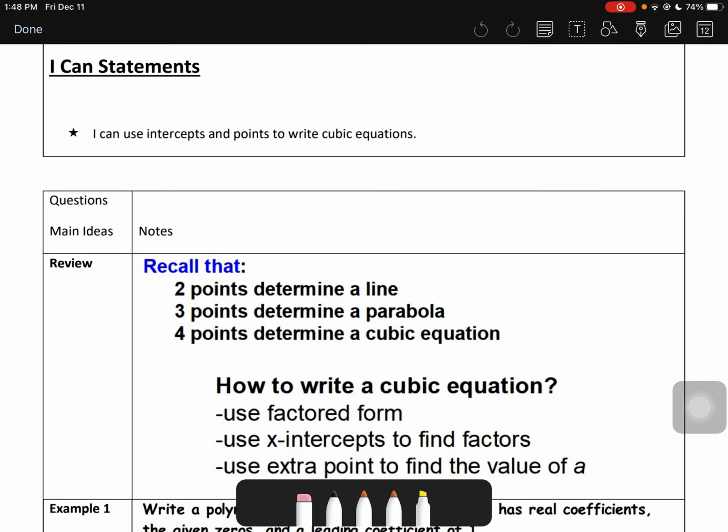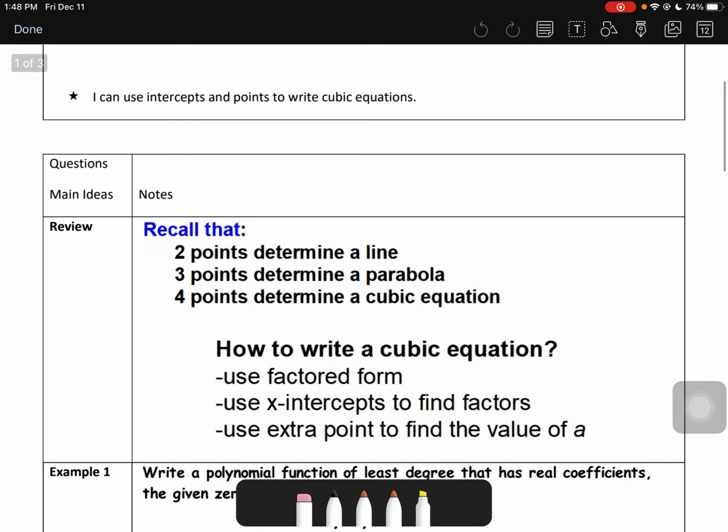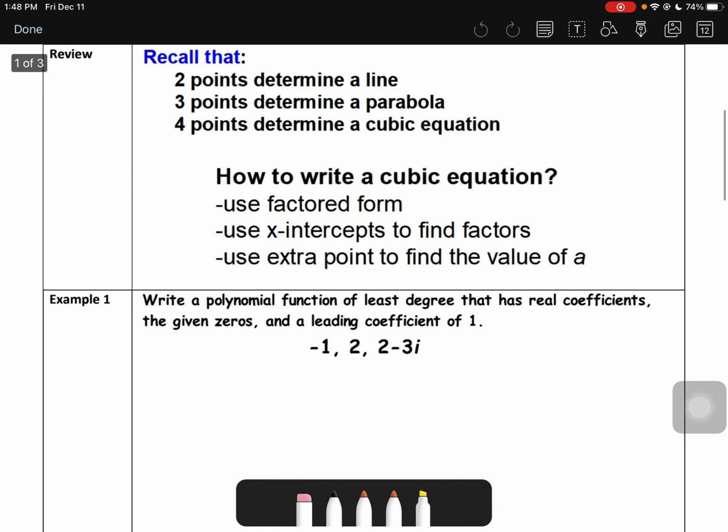So how to write a cubic function? We would use factored form. We would use x-intercepts to find the factors, and then we use the other point to find the a value. In this first example, we are writing a polynomial function of least degree that has real coefficients, the given zeros, and a leading coefficient of 1.